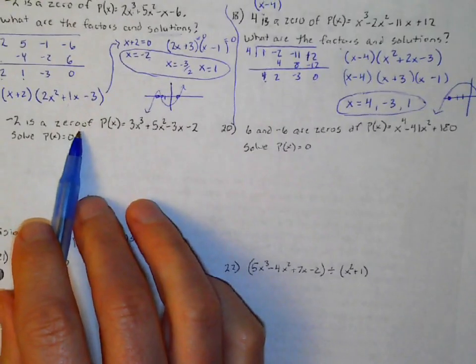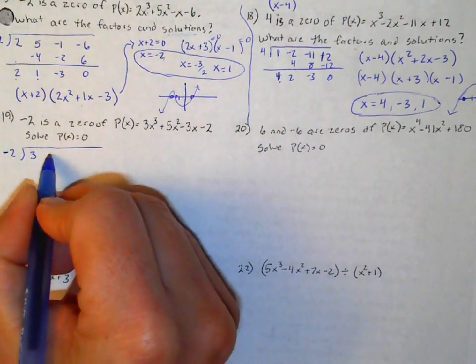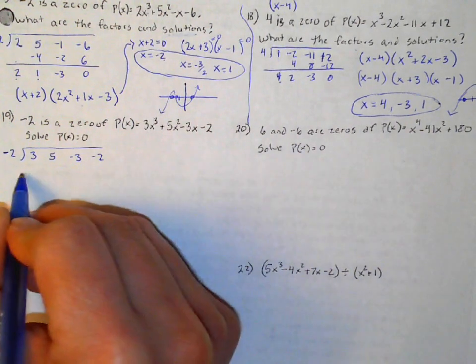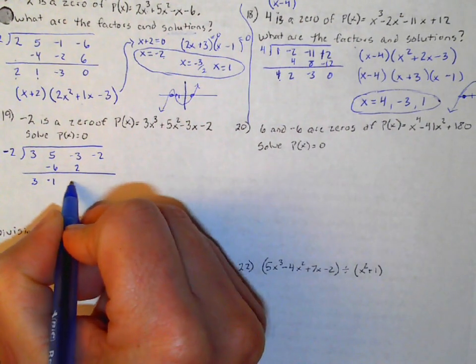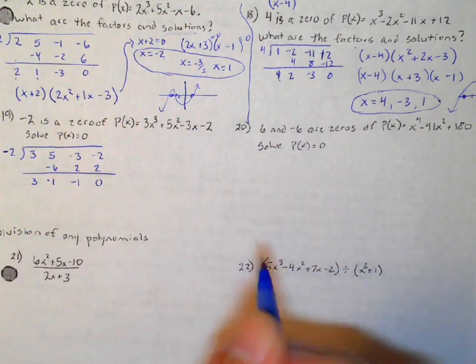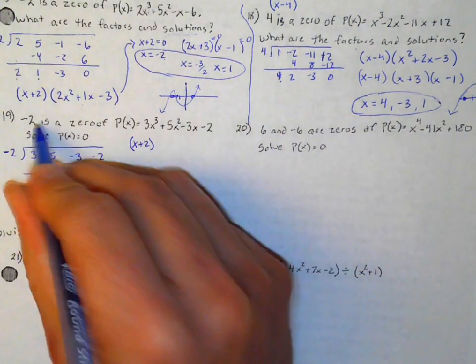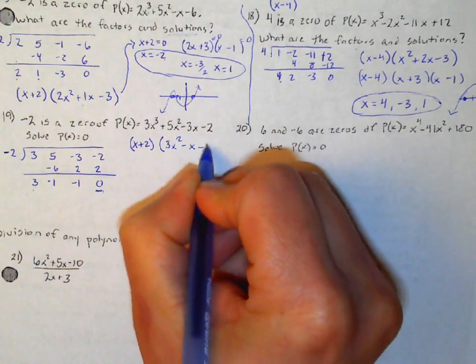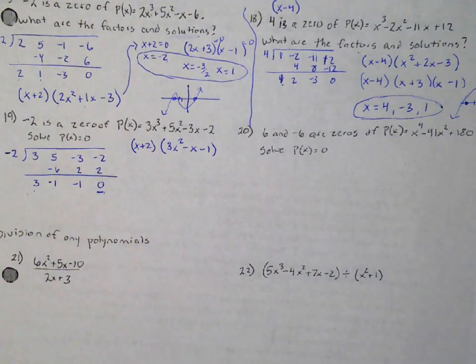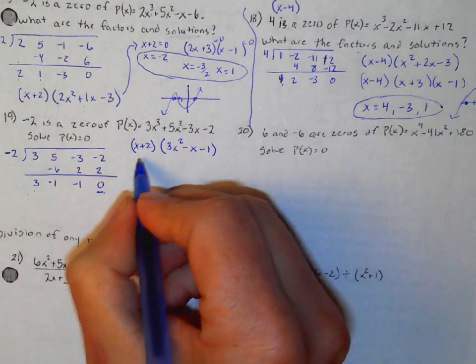Okay, try number 19 by yourselves. Okay, first divide it out. Okay, so once again, yes, it is a factor. So my factors would be x plus 2 and 3x squared minus 1x minus 1. Okay, so I got my factors there. Now I can try and factor this. This one's not going to factor. So I do know that x is going to equal negative 2.